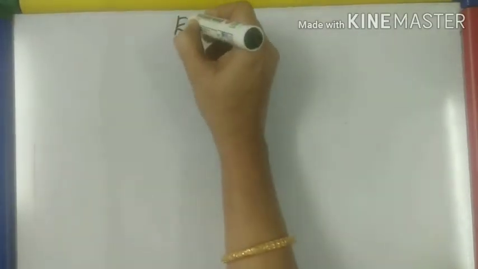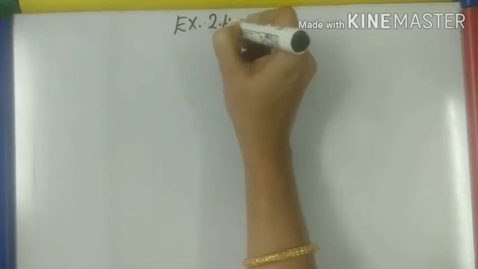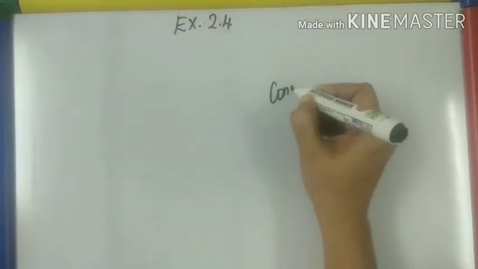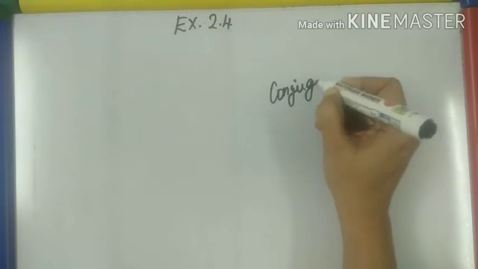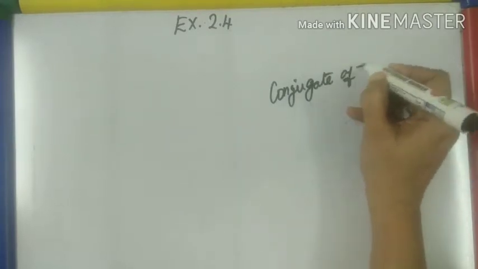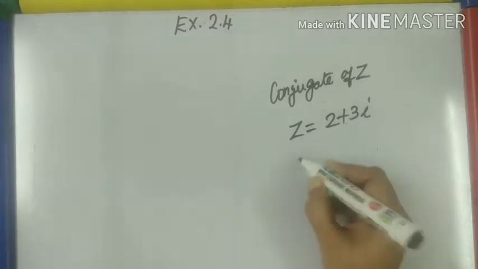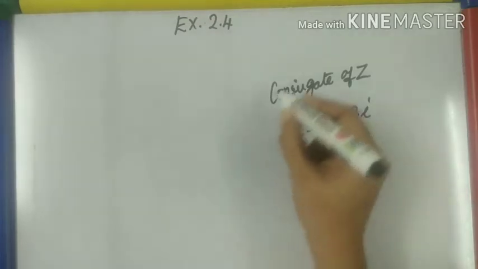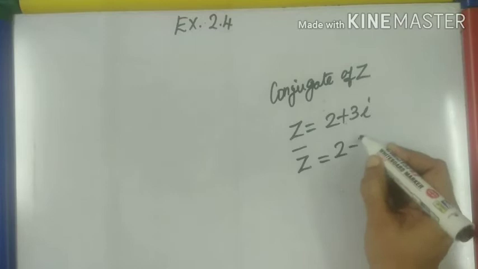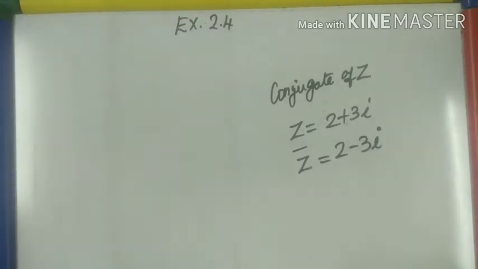Good morning, children. Exercise 2.4, we are going to learn problems based on conjugate of Z. What do you mean by the word conjugate? Suppose Z is 2 plus 3i, Z bar, which I call conjugate of Z, is 2 minus 3i.